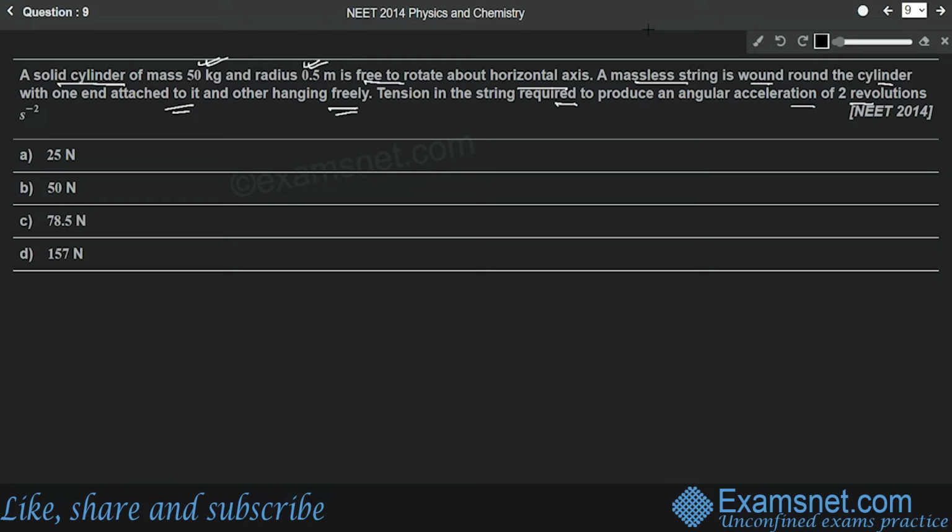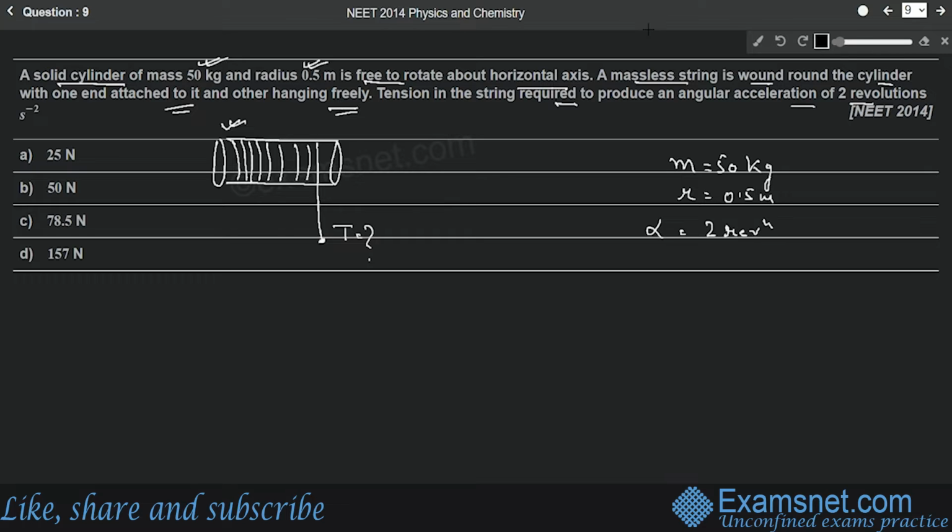Okay, so suppose this is the solid cylinder. Mass of the cylinder M is given as 50 kg. Radius of the cylinder R is given as 0.5 meter. Now a massless string is wound round the cylinder like this. One end of the string is attached to the cylinder and the other end is hanging freely. Suppose this is the freely hanging end of the string. We have to find the tension in the string that will be able to produce an angular acceleration of 2 revolutions per second square.